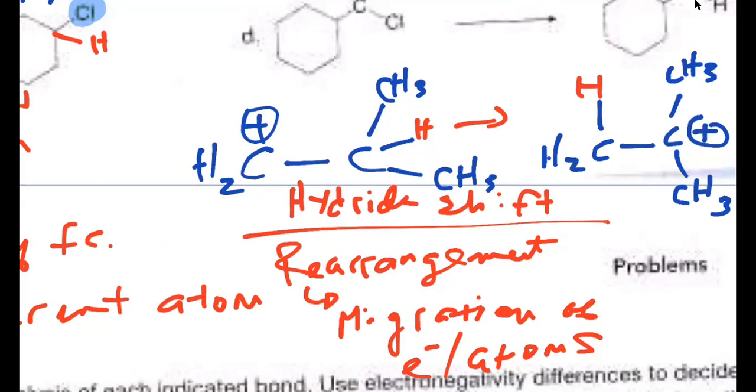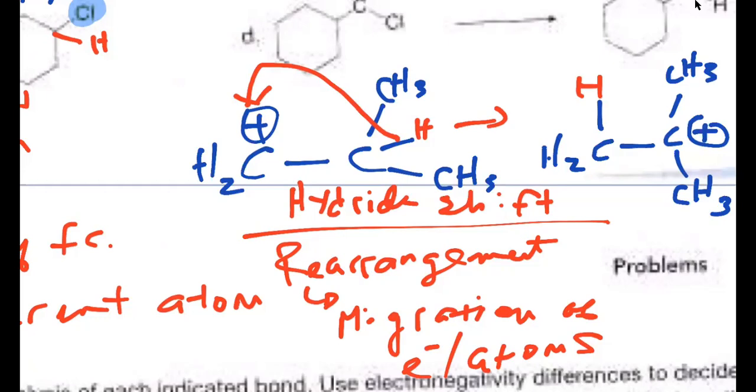The hydrogen and the electrons migrate from the tertiary carbon over to the primary carbon. And by the same token, when the hydrogen and its electrons move over, the tertiary carbon becomes a carbocation. So that's a classic example of what we call a rearrangement, where you have electrons and atoms migrating from one atom to another.